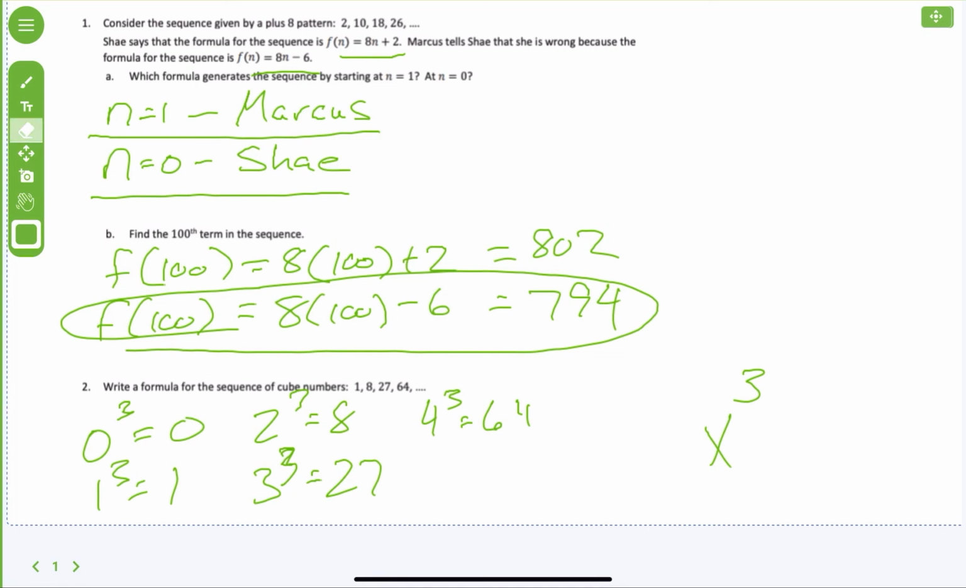So how are we going to write that as a formula? We would say, no, it's easy. F of n is equal to, that's it, n cubed. Perfect. That's all you have to do. There's no adding or subtracting in this problem. Okay? So n is just whatever number we're going to put in there, right? But the starting point's always going to be 0 unless indicated otherwise. Are we ready?